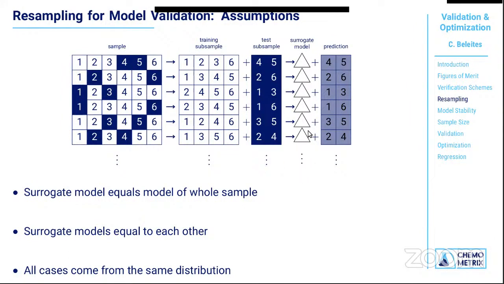Now, the first assumption we make is that those surrogate models are equivalent to the one model that we get out of training with all 6 cases. We have a somewhat weaker assumption that, well, maybe that's not quite true, as we will see. But at least the surrogate models among themselves are equivalent, which is why we're allowed to pool all those predictions together and calculate one figure of merit from that whole bunch of predictions.